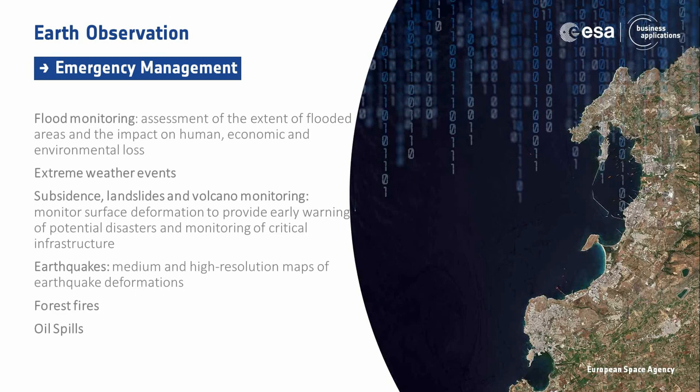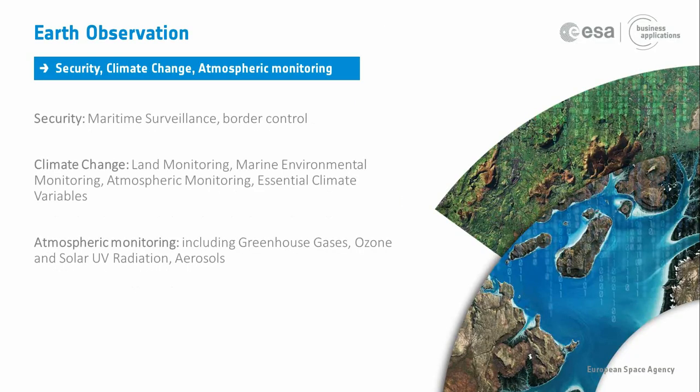Earth observation can be used also for emergency management. Obviously, extreme weather events, flood monitoring. Something that I think is really useful also in commercial applications is the monitoring of critical infrastructure, and this can be easily done by monitoring the surface deformation, so as to provide early warning. Other applications include security, like maritime surveillance, border control, climate change, and atmospheric monitoring, including greenhouse gases, ozone, aerosols in urban areas, for example, but not only.